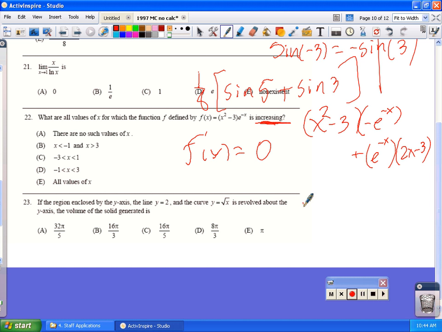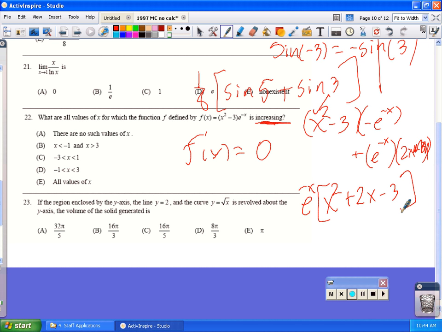What do you factor out? I don't care, but you factor out e to the x. That leaves you with negative x squared. That's my fault, I'm just trying to hurry. So you get x squared left over, you get 2x left over, and you get minus 3 left over. Yes? You factor that. Get your critical numbers.